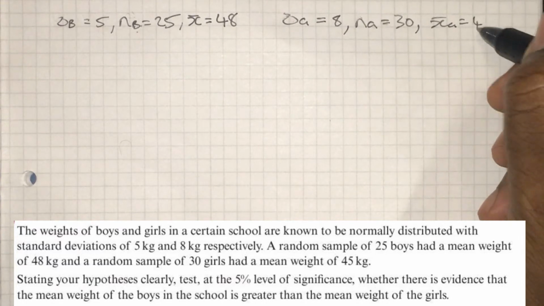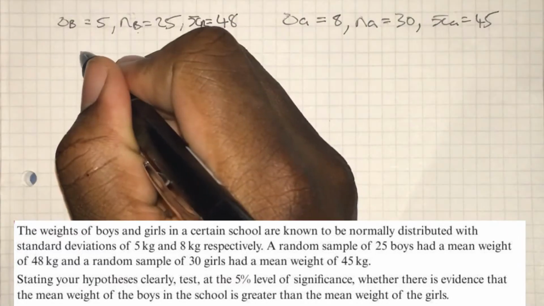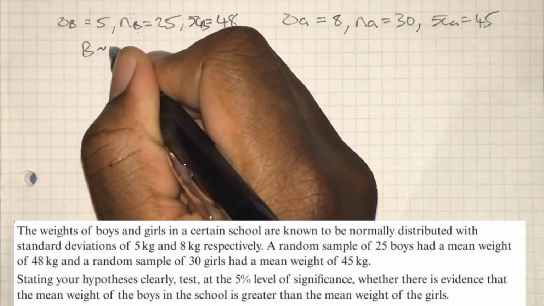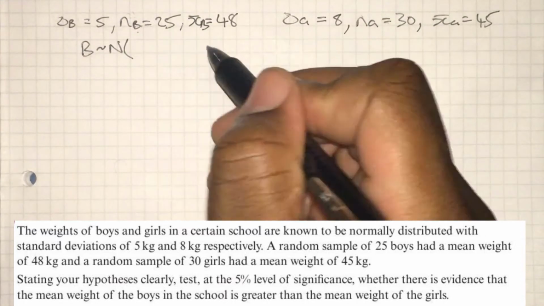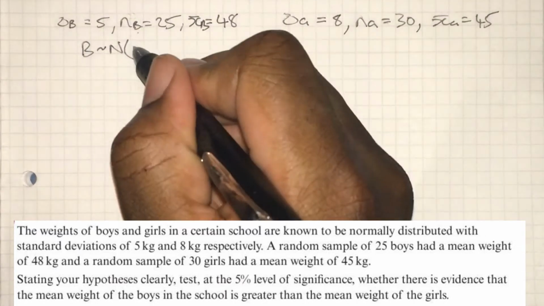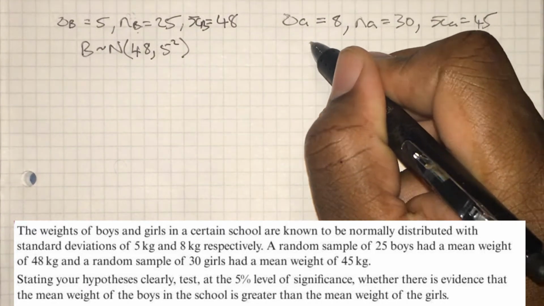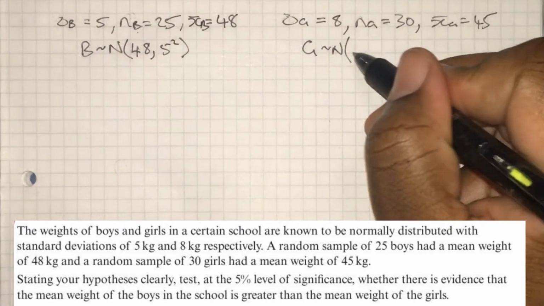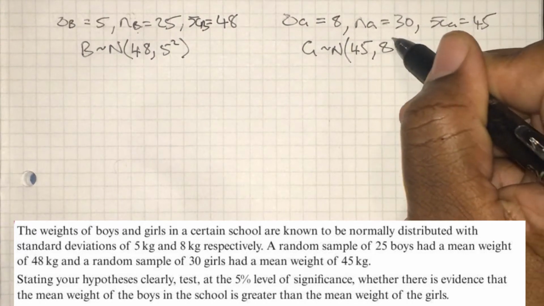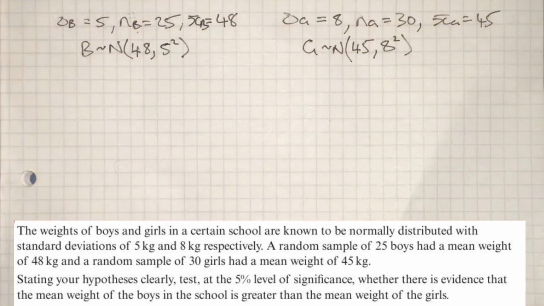We are told that they're both normally distributed, so I can actually describe them as a normal distribution. So B follows a normal distribution, 48 and 5 squared. G for girls follows a normal distribution of 45 and 8 squared.